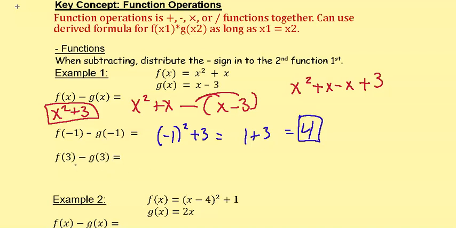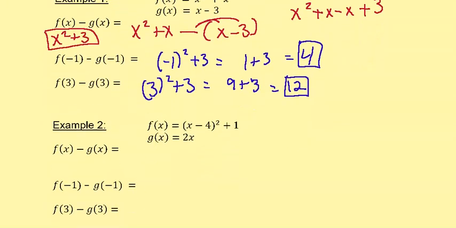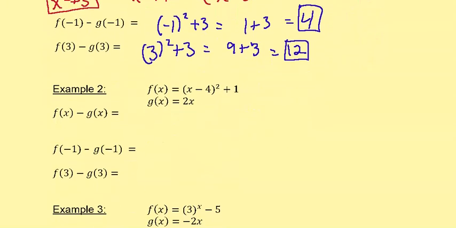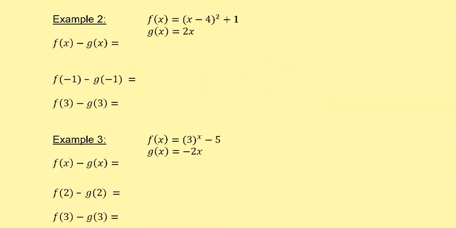Okay, now let's find f of 3 minus g of 3. So we have 3 squared plus 3. That gives you 9 plus 3, and that is 12. Let's look at example 2. F of x equals parentheses x minus 4 squared plus 1, and g of x equals 2x. Let's find f of x minus g of x.